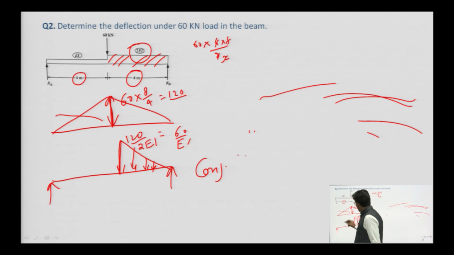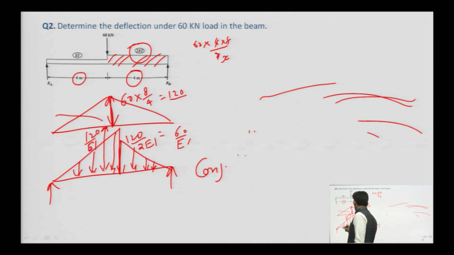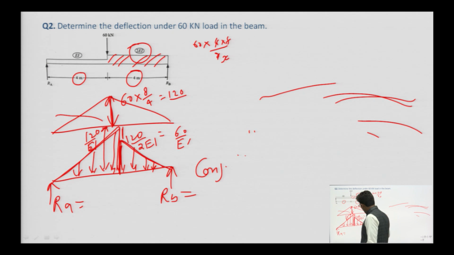And for this other part, what will be the loading ordinate? This ordinate will be 120 divided by EI. So this will be the loading. This is 60 by EI, and this one is 60 by EI also. Now we need to calculate the value of RA and RB. Here the values of RA and RB will be different, because the loading is different; triangular loading is there and they are not symmetrical with each other.